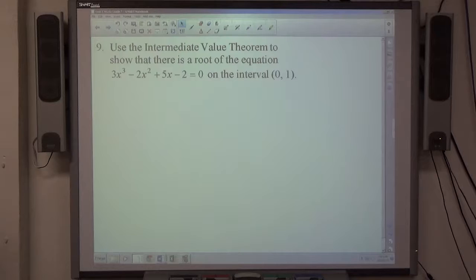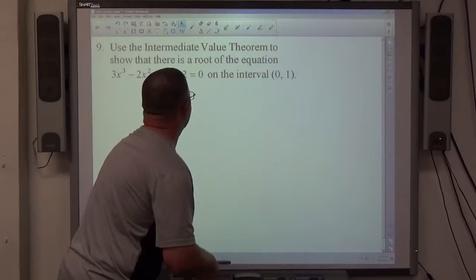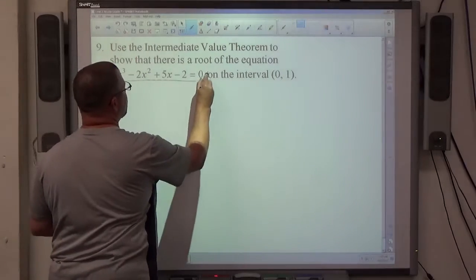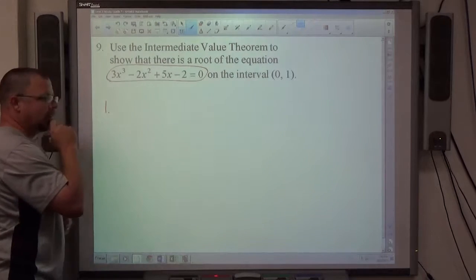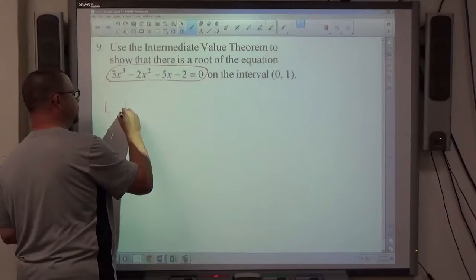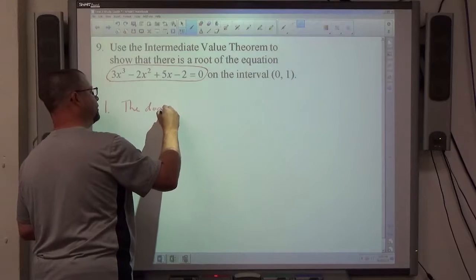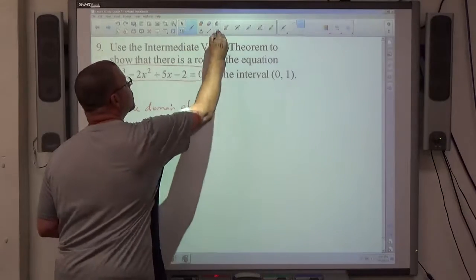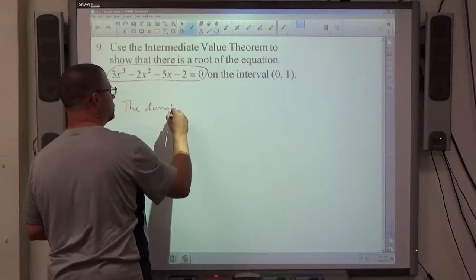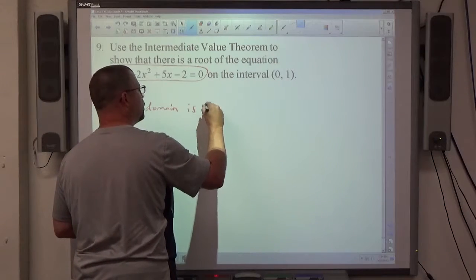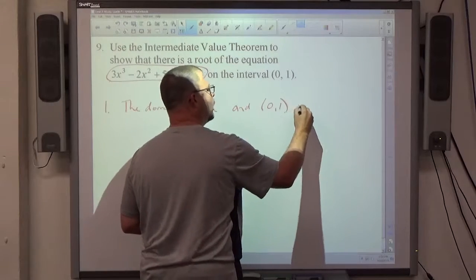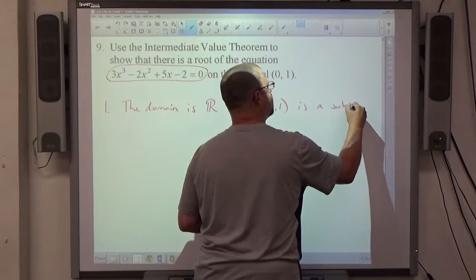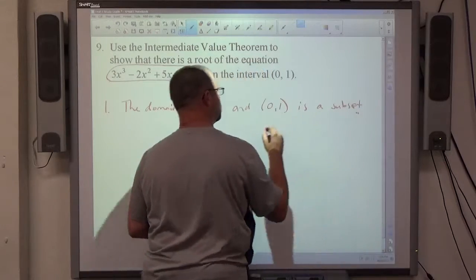Number 9, use the intermediate value theorem to show there's a root of the equation on the interval 0, 1. They've already given me the equation in the proper form to use the intermediate value theorem at equals 0. So step 1 is I'm going to say the domain is all real numbers and 0, 1 is a subset of all real numbers.